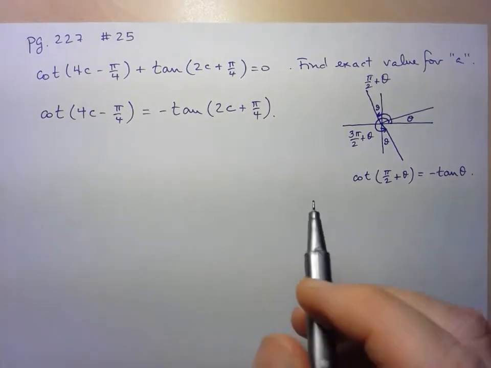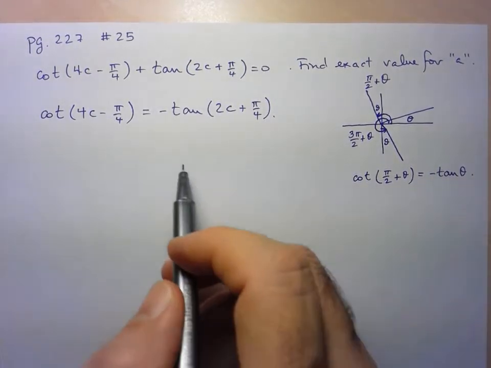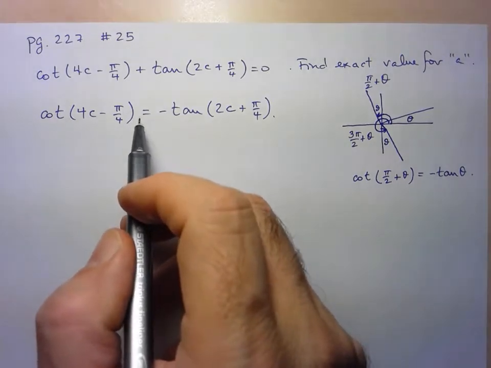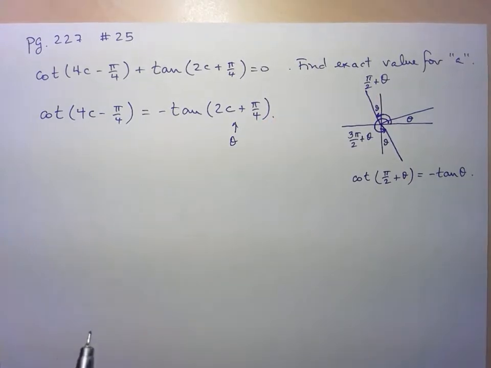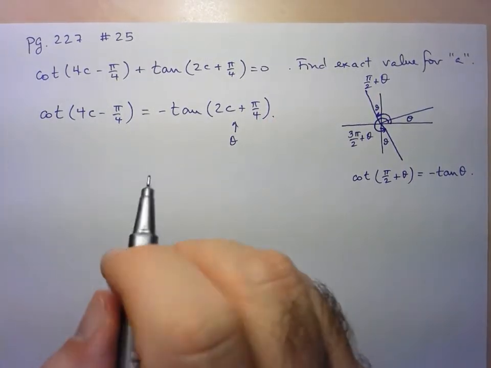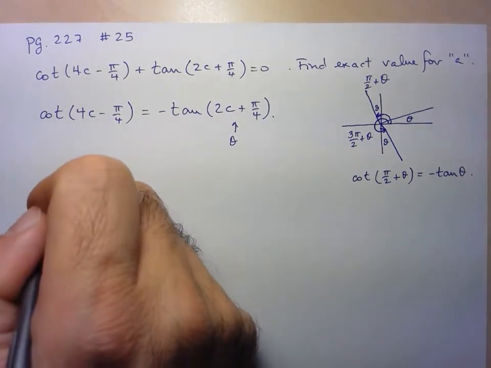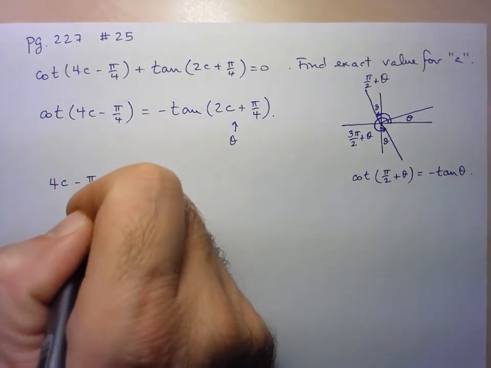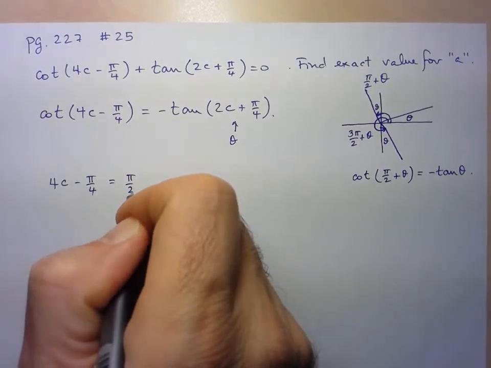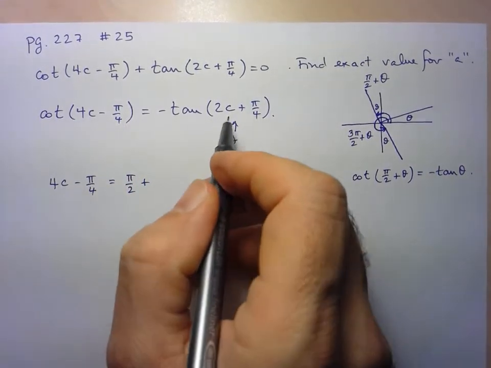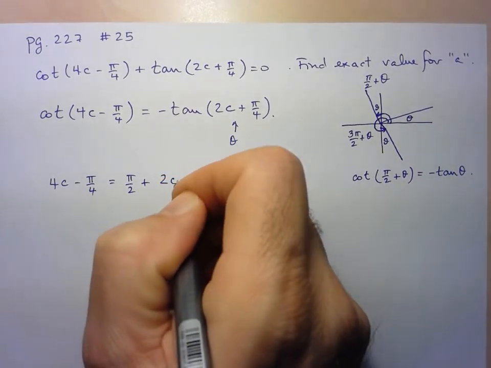Okay, and I'm going to now use this identity to relate it to the equation that I actually have. Okay, so I'm going to call this thing here my theta. So one possible scenario is that the angle on the left-hand side, so 4c minus pi over 4, is equal to pi over 2 plus theta, which is represented by this angle here. So plus (2c plus pi over 4).